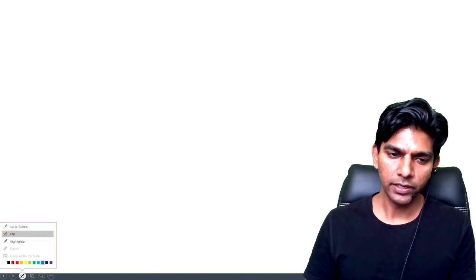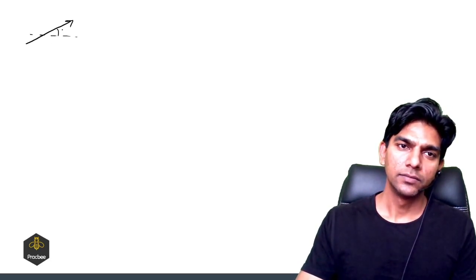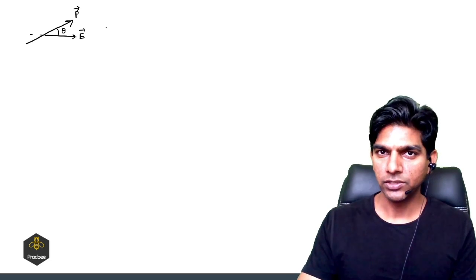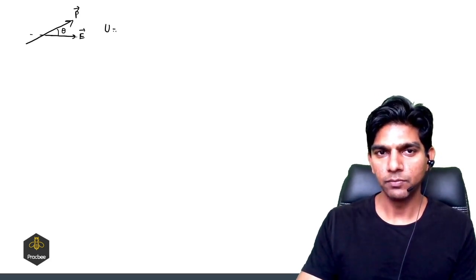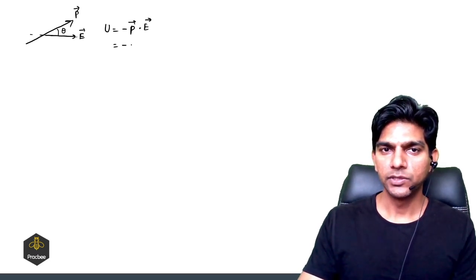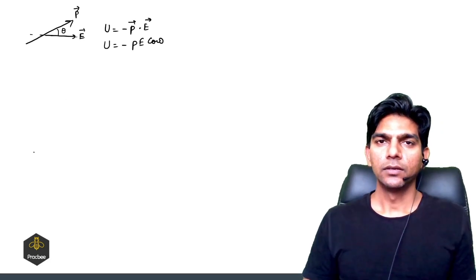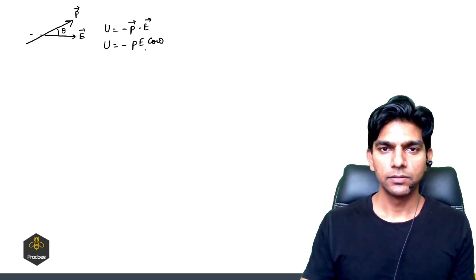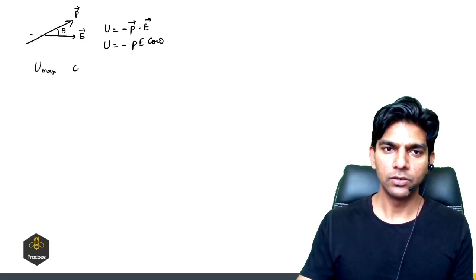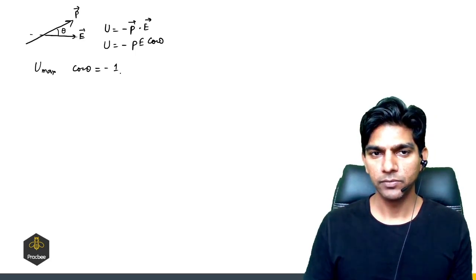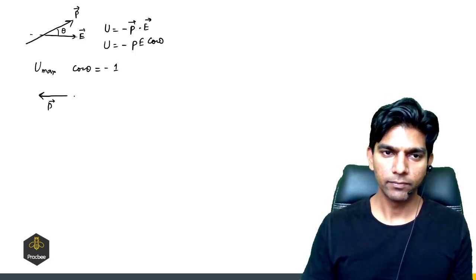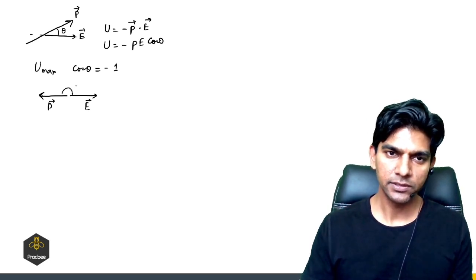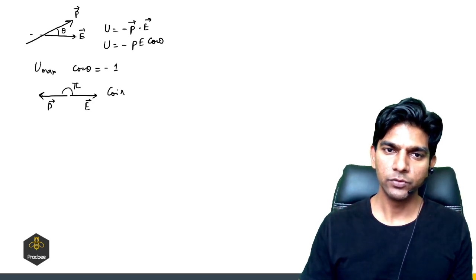Now let us see a very important concept, which is the energy of a dipole in an external field. Let us say we have an electric dipole and it makes an angle theta with the electric field. So we define the potential energy of this electric dipole in the electric field as minus P dot E. So it is minus PE cos theta, right? So when do we have maximum potential energy? U will be maximum when cos theta is minus 1, right? What do we mean by this? When electric field and dipole are anti-parallel to each other, when the angle between them is pi, then cos pi, we know, is minus 1, right?